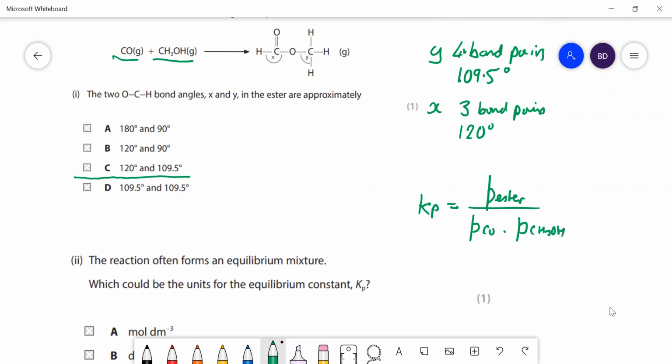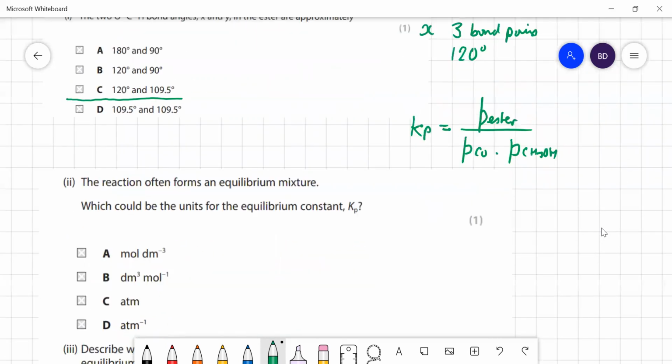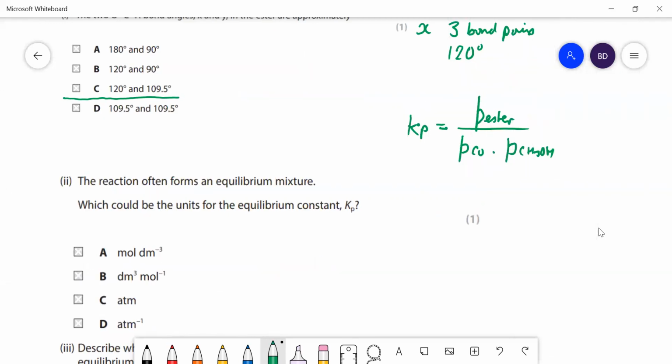Right, so what units are we going to use? It's a multiple choice question. They've given us the only pressure units are atmospheres. So we're going to have atmosphere on the top, and atmospheres squared on the bottom. So that simplifies out as 1 over atmosphere, and that becomes atmosphere to the -1. So that's D is our answer there.